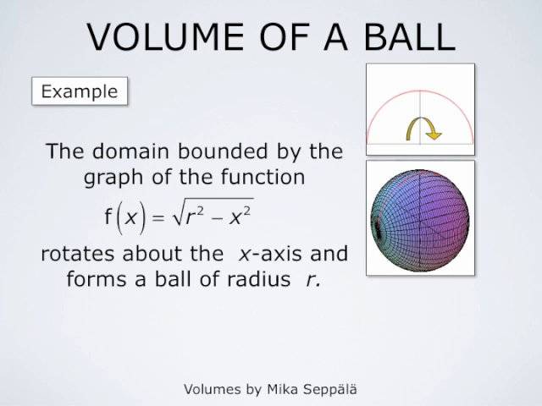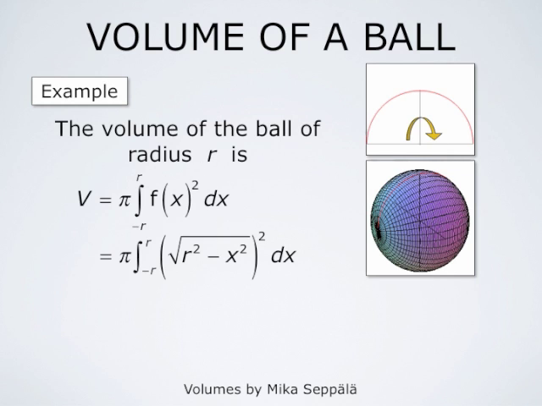Such a ball is obtained by letting a half disk of radius r rotate around the x-axis. We take the upper half of a disk bounded by the circle x squared plus y squared equals r squared, and you solve y out of that, you get y equals positive square root of r squared minus x squared. This is the upper half of this circle, and it bounds a half disk, which rotates around the x-axis and forms the ball of radius r.